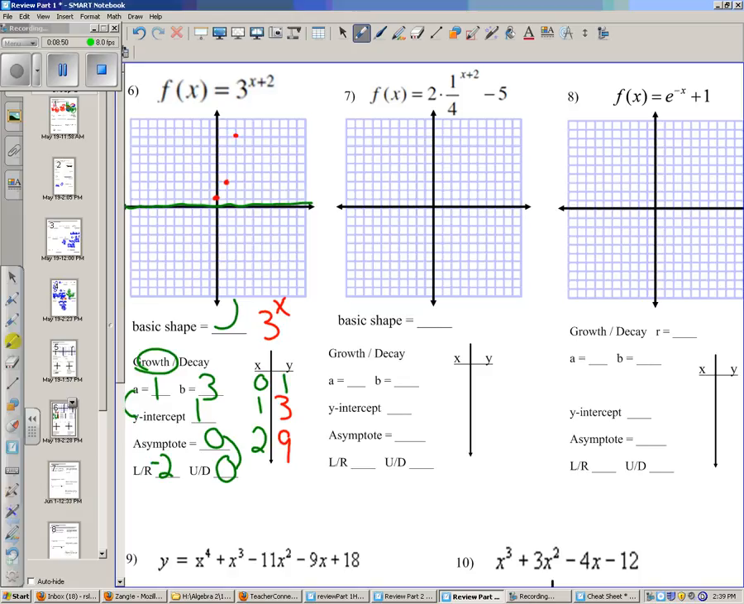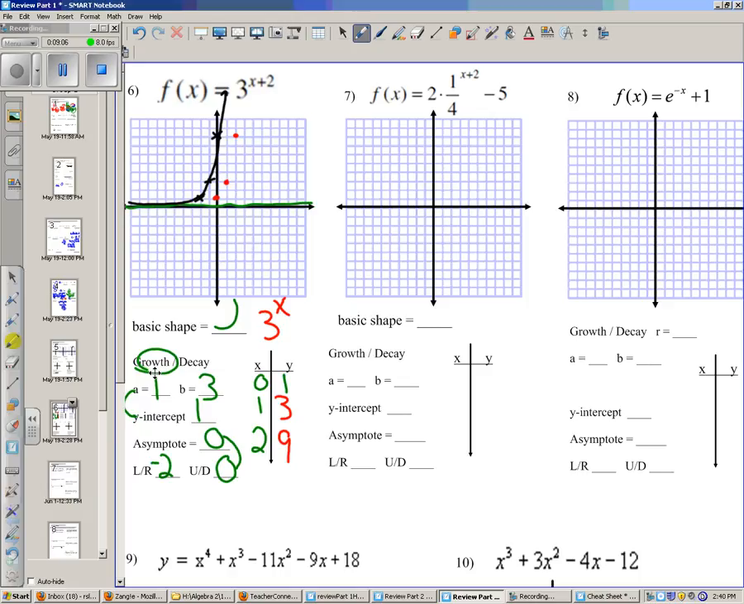And now I'm going to shift all my points to the left 2, and then I can draw my growth shape. All right, let's take a look at number 8. Because of the e, it might throw some of you off. When there's e, there's an r.